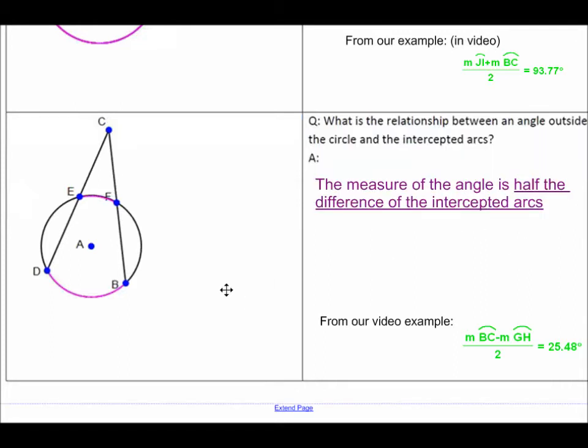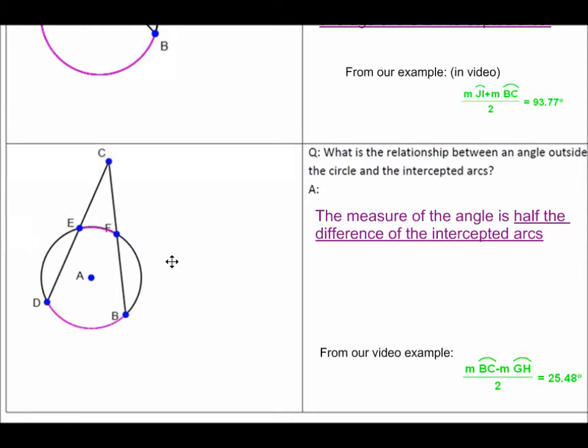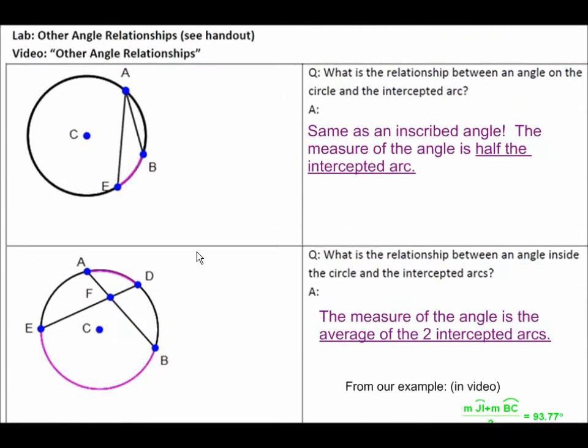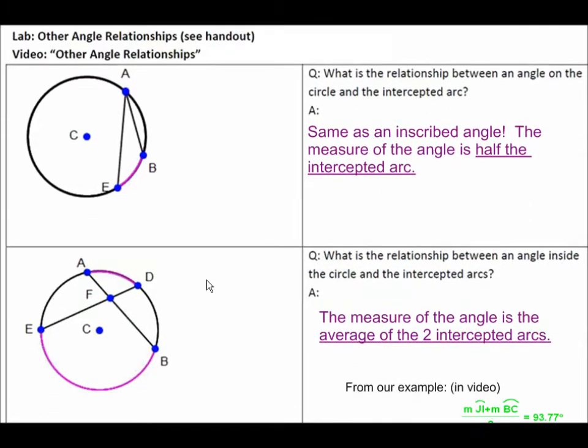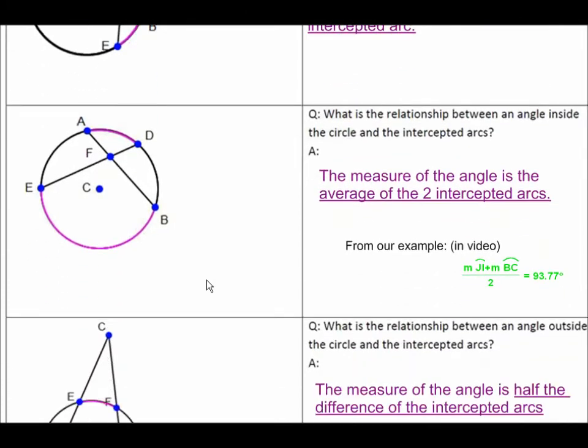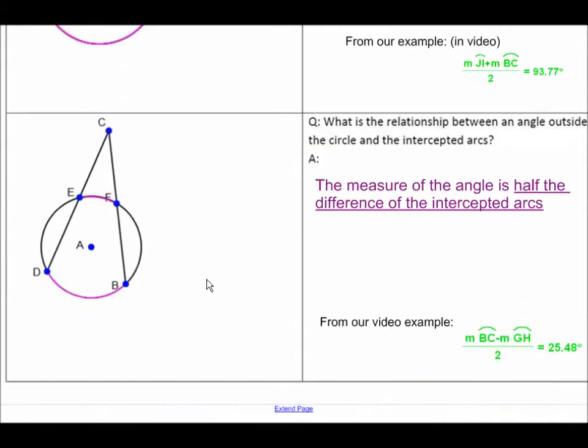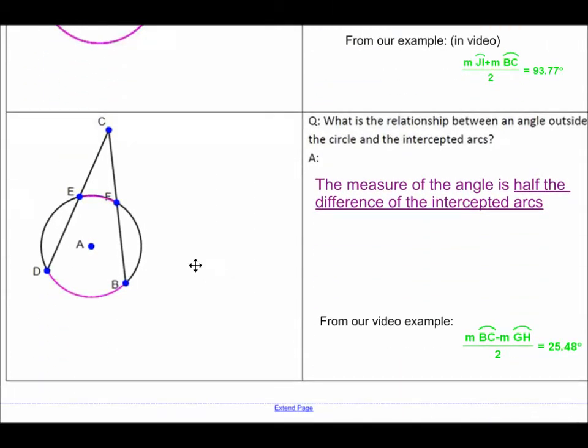All right, so there we have it. We've got 3 different relationships regarding angles and arcs. If you have an angle in which the vertex is on the circle, it's going to equal half the intercepted arc. If the angle is inside the circle, we're going to add the arcs and divide by 2, or take an average. And if our angle is outside the circle, we're going to take a difference in the 2 arcs and then divide by 2. Okay, so you'll want to bring these completed with you to class, and then we'll do some examples and practice problems together in class tomorrow. We'll see you then.